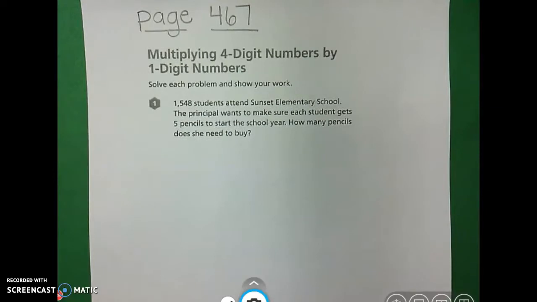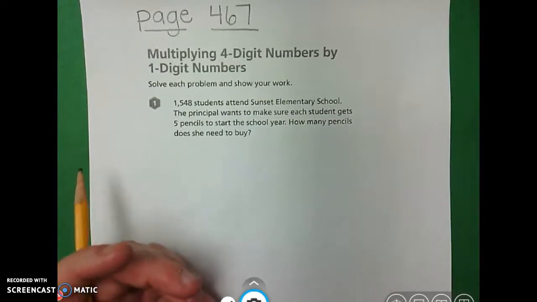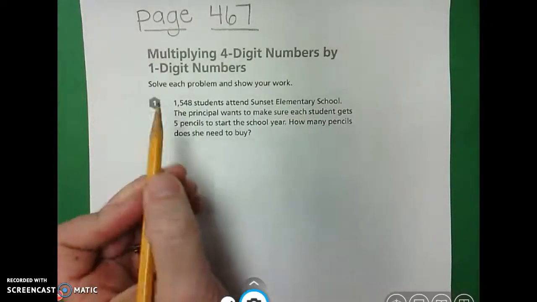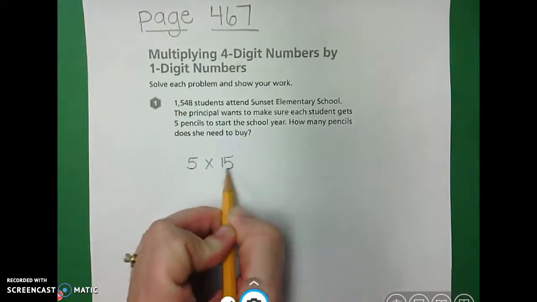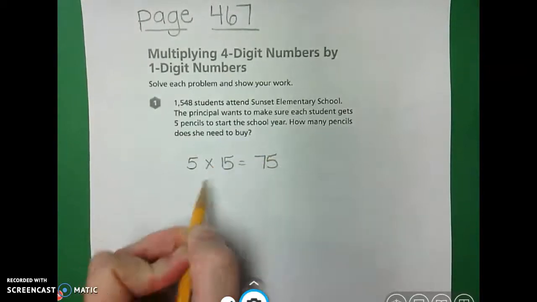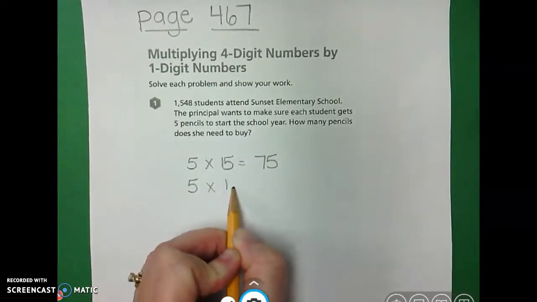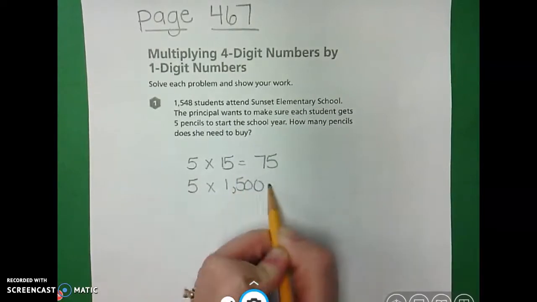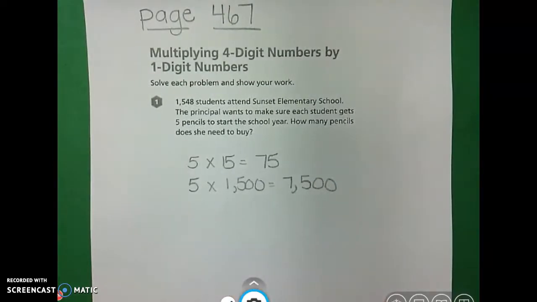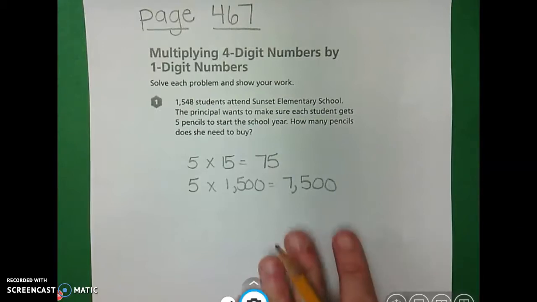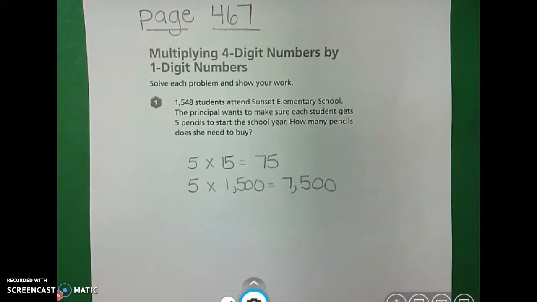All right, so I just asked you to write down a good estimate to this problem. So let's look at a couple of different ideas. Some of you may say, well, I know that 5 times 15 is 75. So 5 times 1,500 is 7,500. This is a good estimate. Now, it doesn't give us the exact answer, but it gives us a good idea of what it might be close to, right?